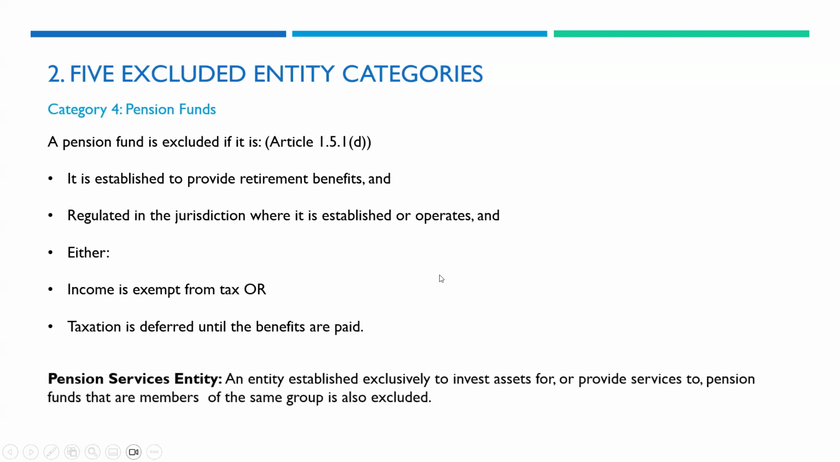Okay. One more thing we have to understand is the pension services entity. This is an entity established exclusively to, for example, where there is a pension fund which has the money and the assets. Just like the staple structure, there may be a pension services entity, which provides for investing assets, or to provide pension funds, or to do the ancillary and administrative functions. That would be another entity. Those of the same group are also excluded, if they are established mainly to provide retirement benefits, and also if it is purely for administration.